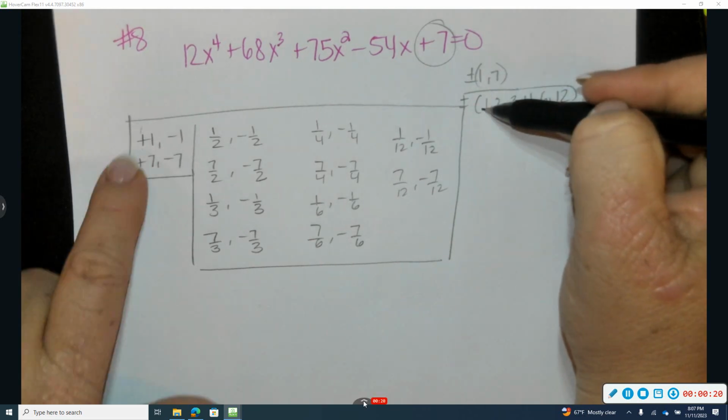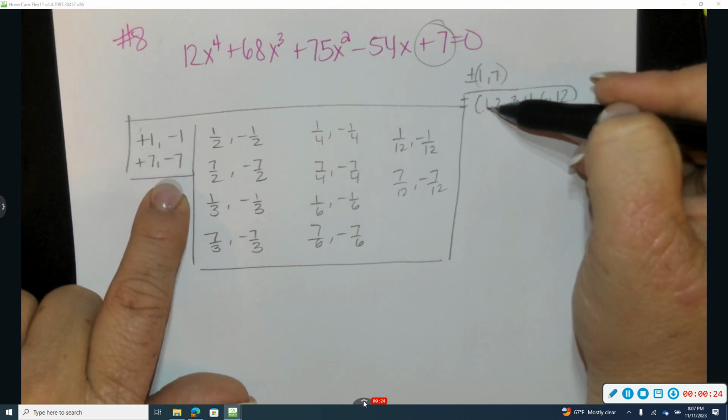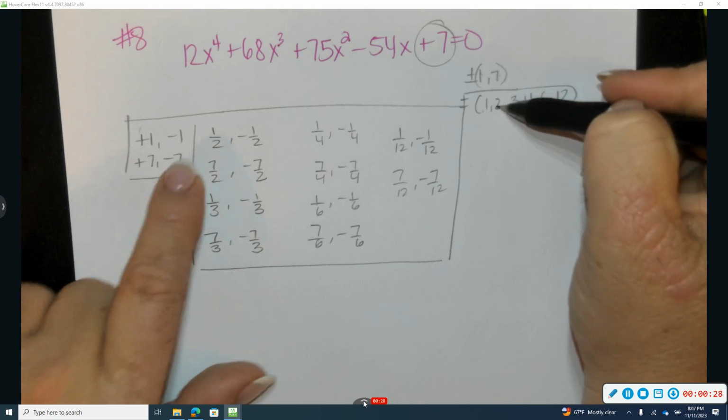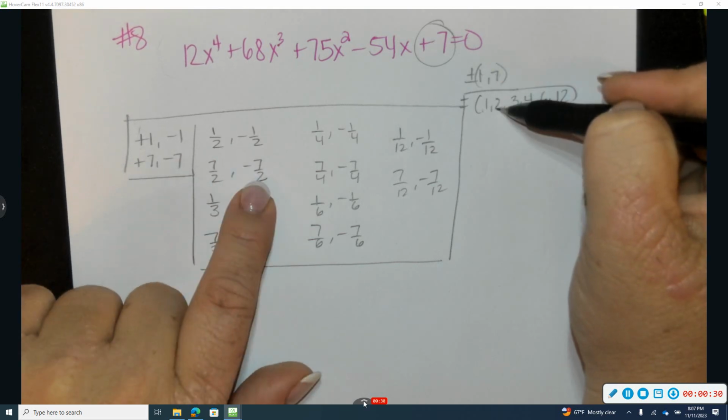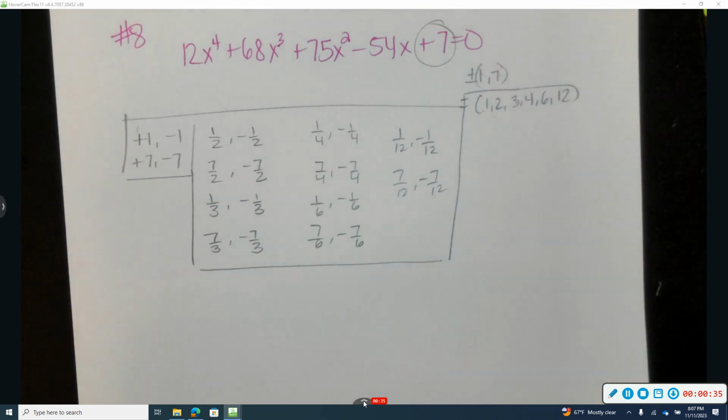So it's 1 over 1, both positive and negative, 7 over 1, both positive and negative, and then I'm just going to move forward into the next number in the denominator. So 1 over 2, 7 over 2, both always positive and negative, 1 over 3, 7 over 3, and you can catch on. Now, here's the daunting task.